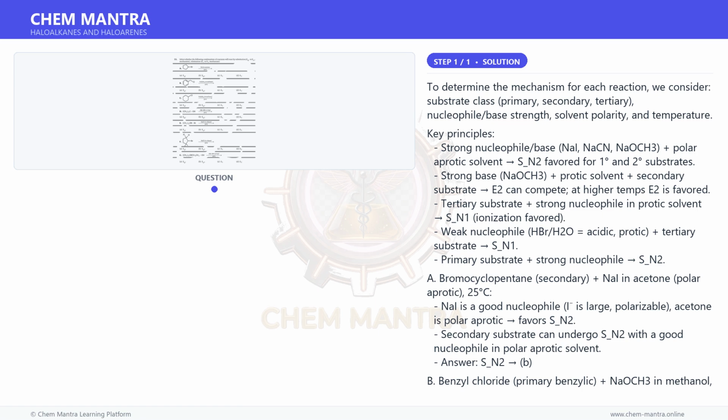SN2. F. 1-bromo-2,2-dimethylcyclopentane, a secondary bromide but with a gem-dimethyl group adjacent, creating steric hindrance similar to neopentyl systems, plus NaCN in ethanol, 25 degrees Celsius. CN⁻ is a good nucleophile. The substrate appears to be a secondary cyclopentyl bromide with an adjacent quaternary carbon with two methyl groups at C2, making backside attack (SN2) difficult due to steric hindrance.